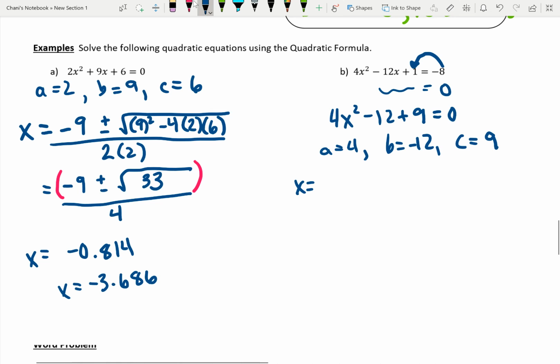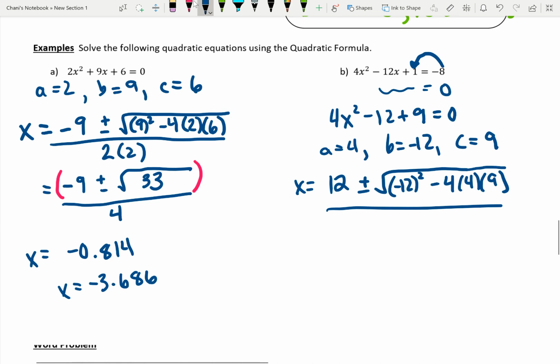So negative b is negative 12, or positive 12, plus or minus the square root of negative 12. Make sure it's in brackets, all squared. Otherwise, you'll get negative 144, and you want to get positive 144, right? It's negative 12 all squared. Minus 4 times 9, all divided by 2 times 4. Okay, remember, do what's underneath the square root first. You'll notice that you get 0.